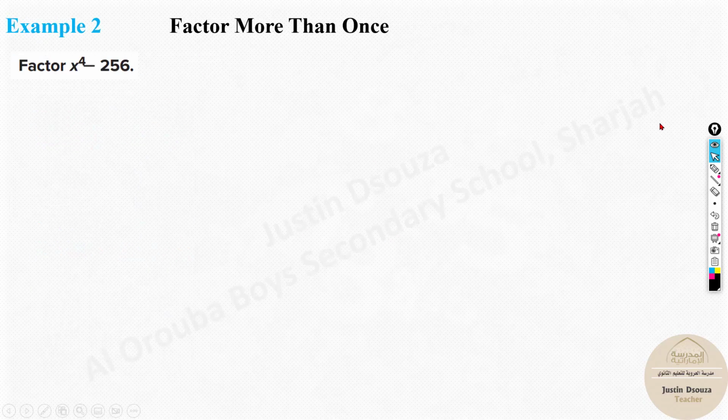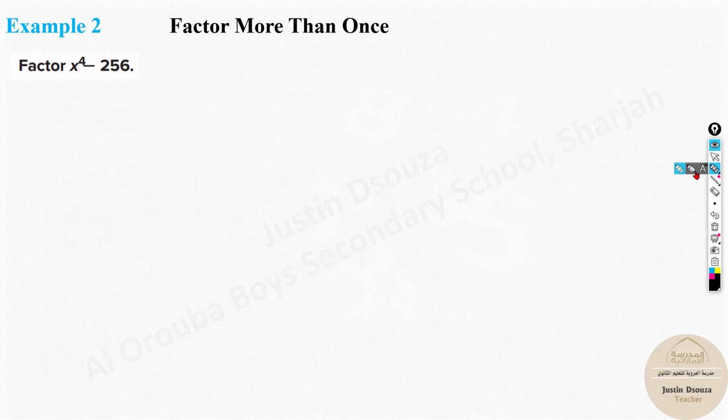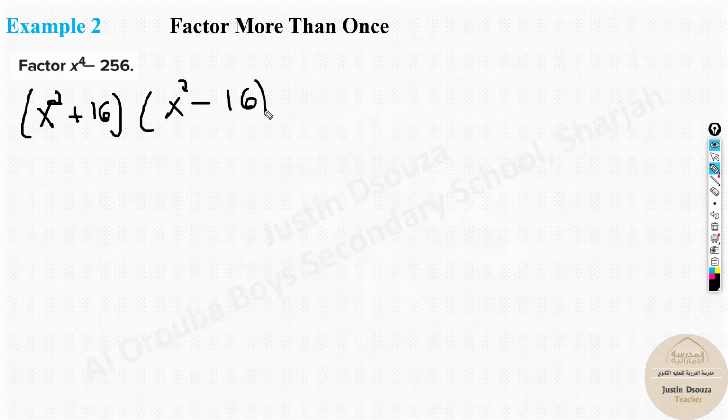But now let's look at these problems. 256. If you take the square root of 256, you're going to get 16. But 16 is again a square, isn't it? It's a 4. Now that is what is going to happen, and on both sides it's going to be 2 times. Now first time, from x to the power 4, you will have x squared plus 16 and x squared minus 16. This would be the answer.